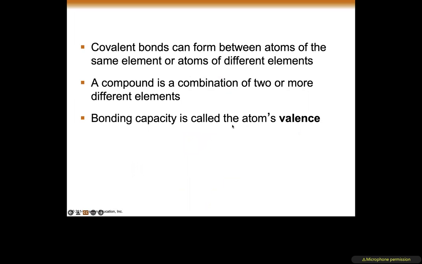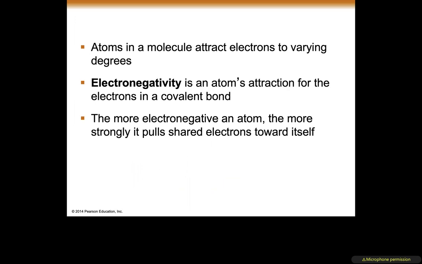All right, so this is stuff we've already talked about. Electronegativity is an atom's attraction to the electrons in a covalent bond, because some atoms have a greater attraction, i.e. pull of electrons, than other atoms. And that is going to lead to a degree of electronegativity.